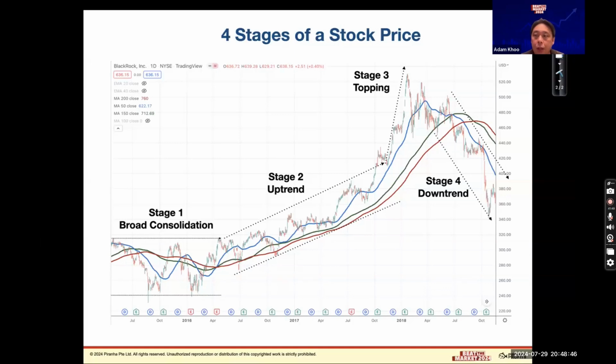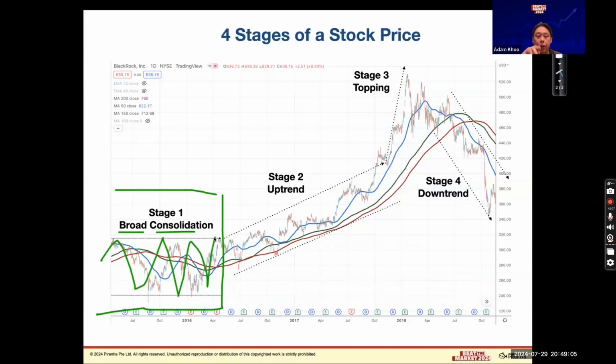Stage 1 is what we call the broad consolidation stage. So during this market phase, you notice that the price is very choppy. Very choppy. The price goes up and down erratically, right? It is very choppy, okay?